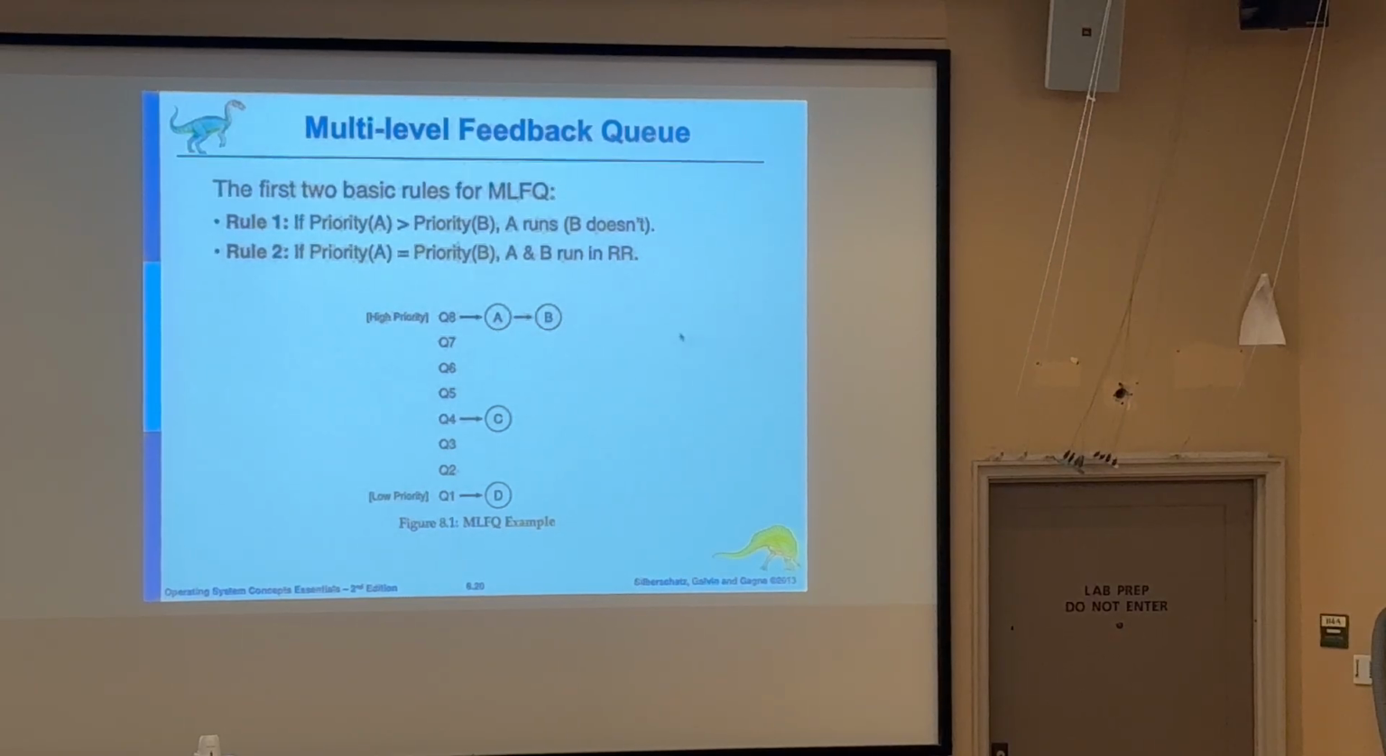A is running, but there is a process B that has the same priority. You put A at the end of the queue and schedule B onto the CPU. Right? You do it in a round-robin manner for the processes in the same queue.